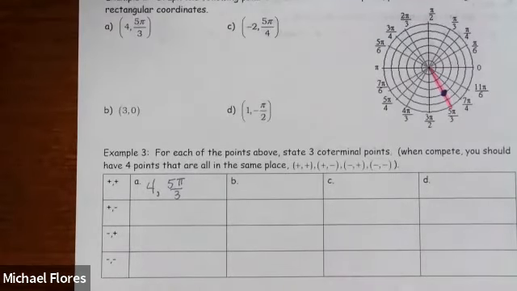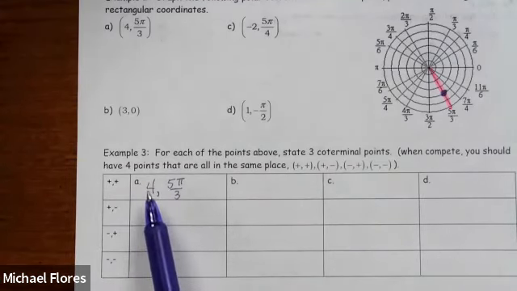Okay, example 3. For each of the points above, state 3 coterminal points. When complete, you should have 4 points that are all in the same place. So both of our values here need to be positive.